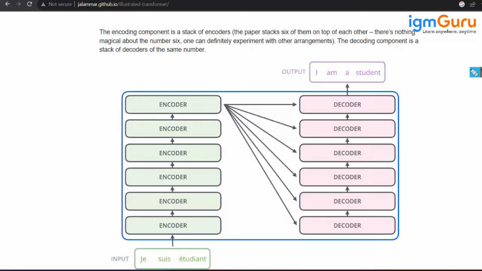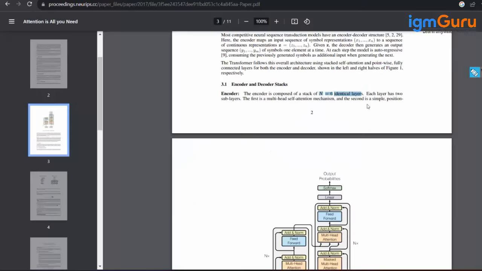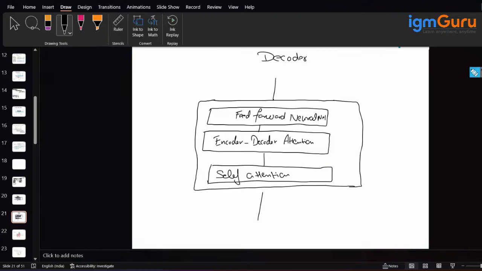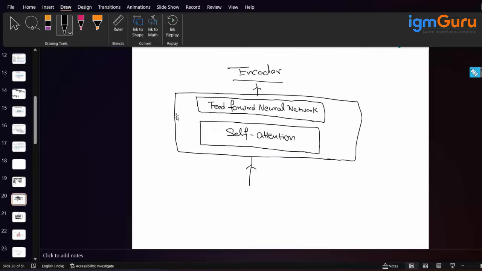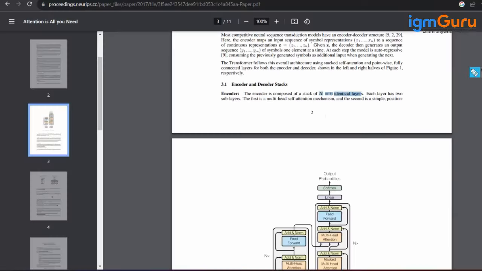They clearly mentioned in the research paper that we choose six identical layers, and each layer has two sublayers. These are the two sublayers that I showed you: the first is self attention, and the other is the feed forward neural network. So this is what we have in this research paper.